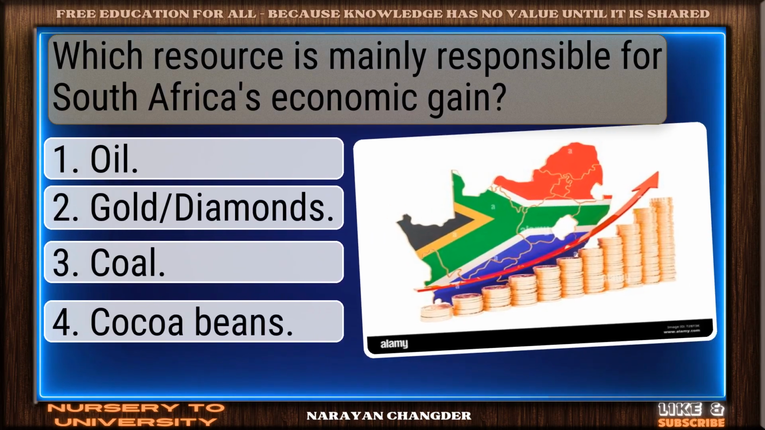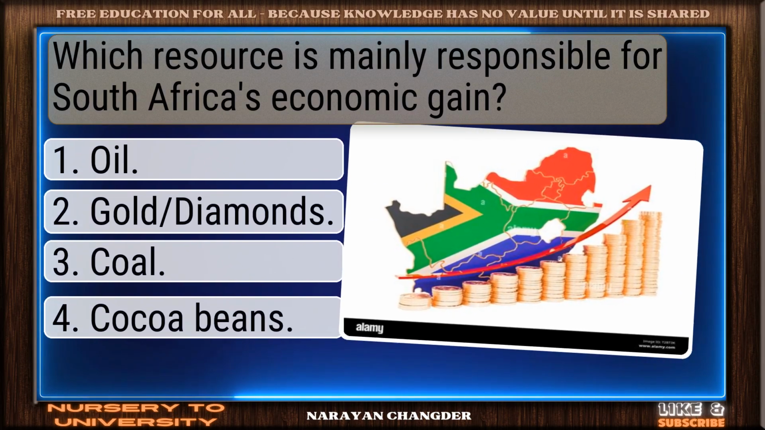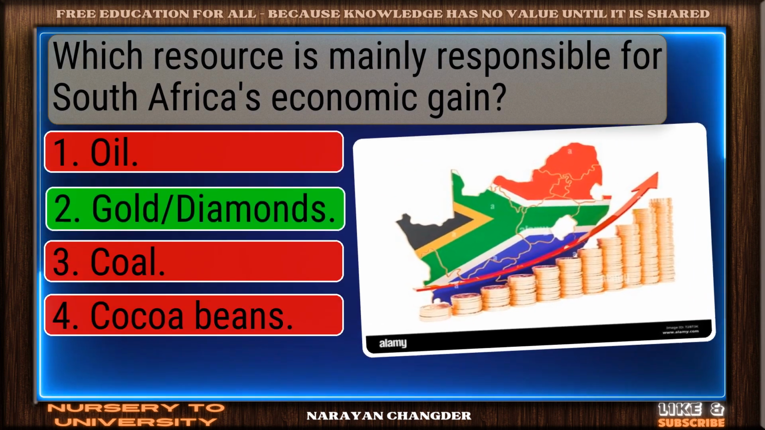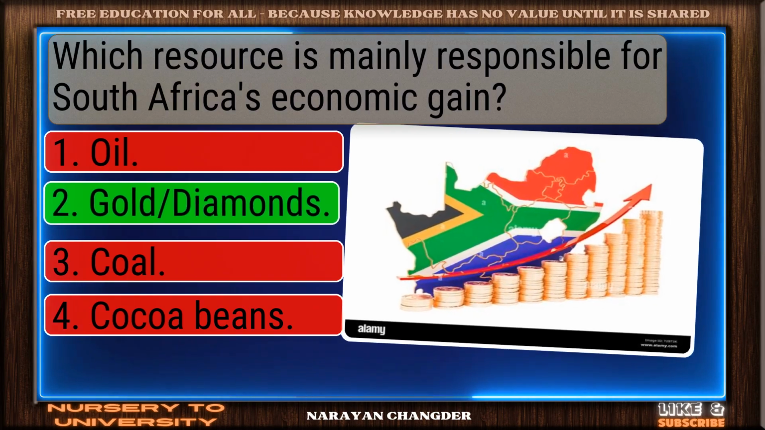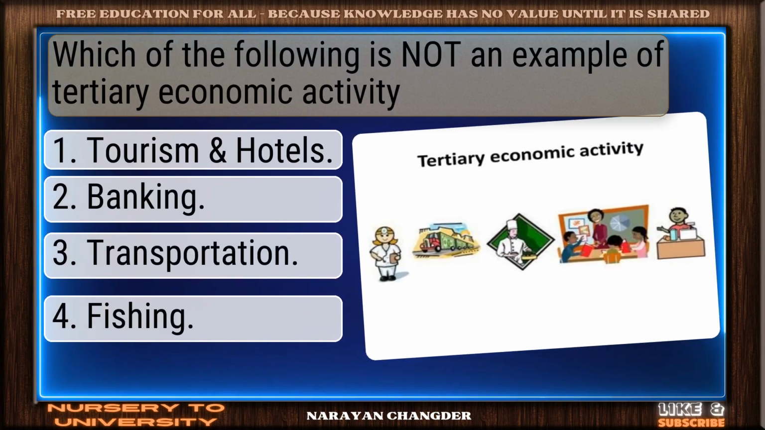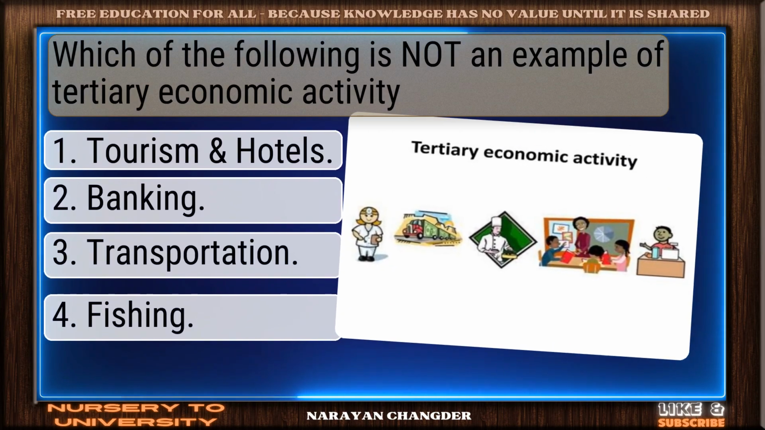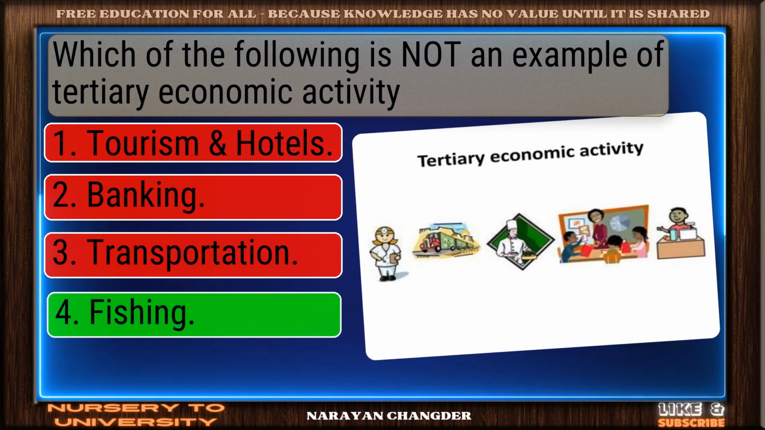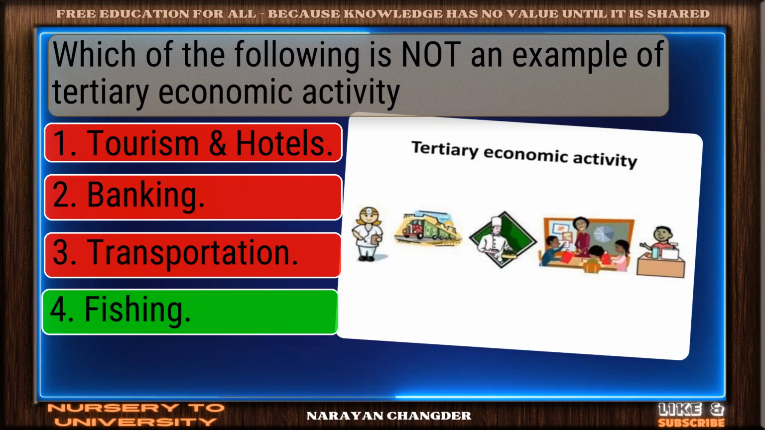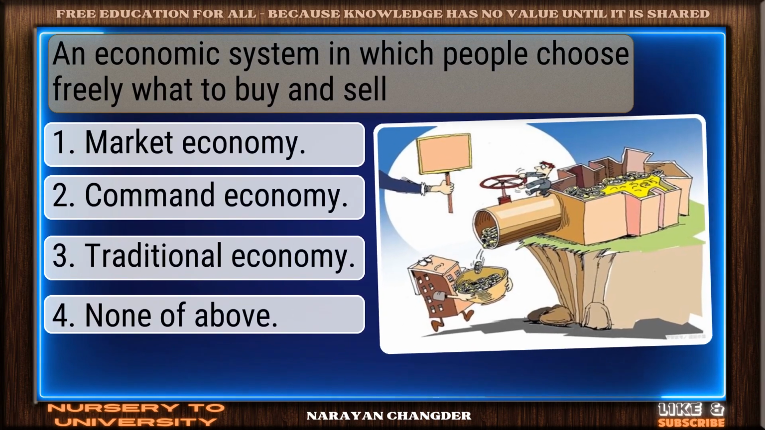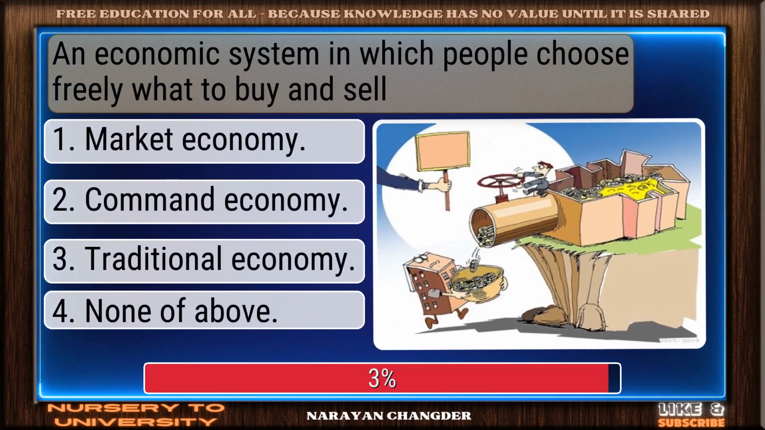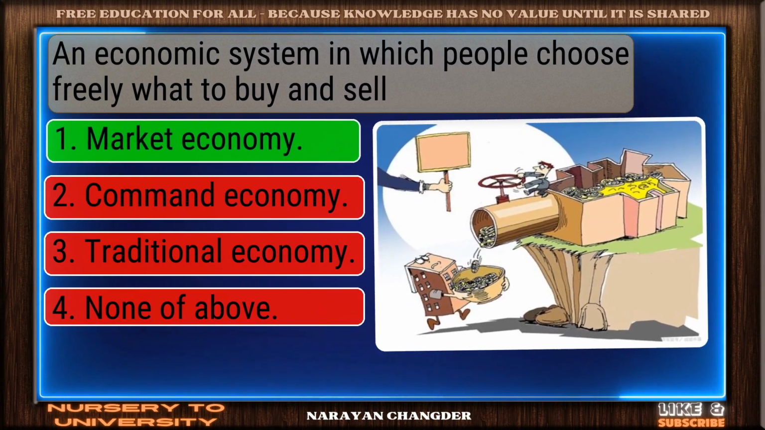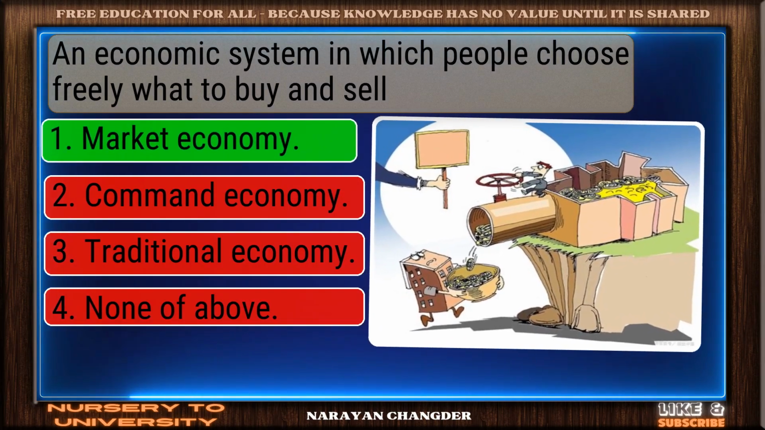Which resource is mainly responsible for South Africa's economic gain? Smart move. Gold and diamonds is an accurate answer. Which of the following is not an example of tertiary economic activity? You're right. Fishing is the correct answer. An economic system in which people choose freely what to buy and sell. You got it. Your choice, market economy, is right.